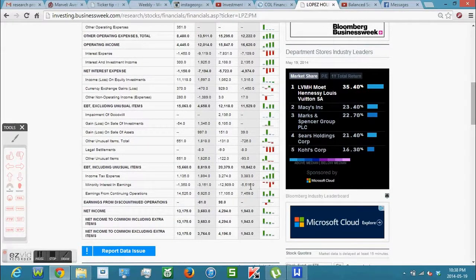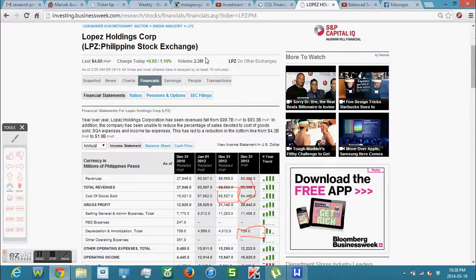So considering everything, and the fact that Lopez Holdings is trading below the market PE of 18 to 20, I still believe that Lopez Holdings is a buy for investors who are focusing more on fundamentals rather than technicals. And Lopez may be a good stock for the long haul.